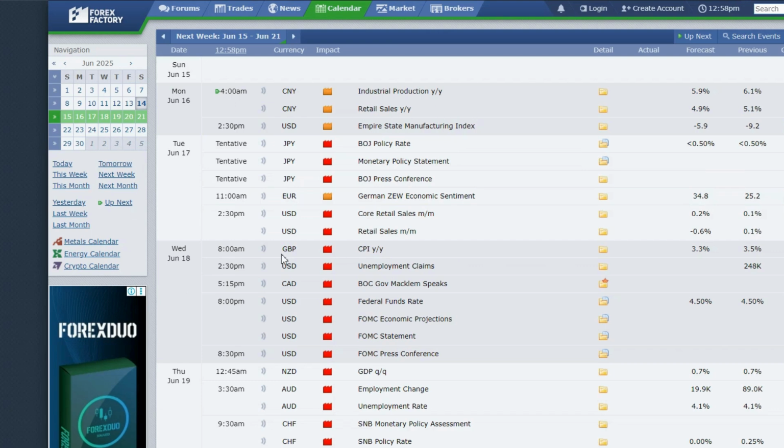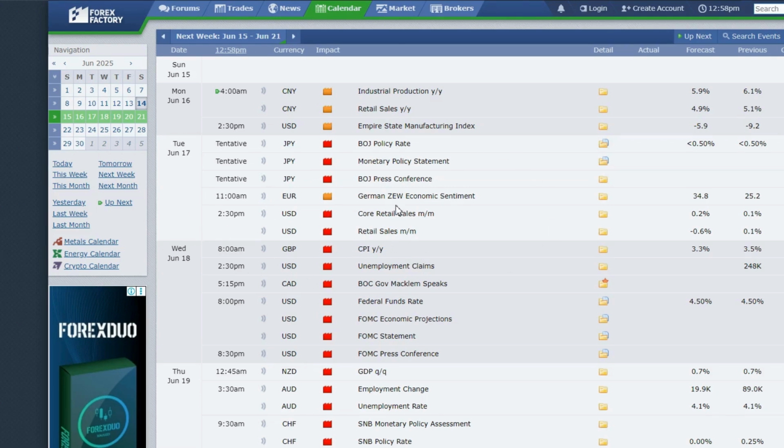Monday is a quiet day, no drama, no economic activities in the market. On Tuesday, we have a tentative report on JPY, that is the Bank of Japan policy rate, with the monetary policy statement. The previous is 0.50%, and the forecast is still 0.5%. So let's see if they will actually hold their interest rate next week.